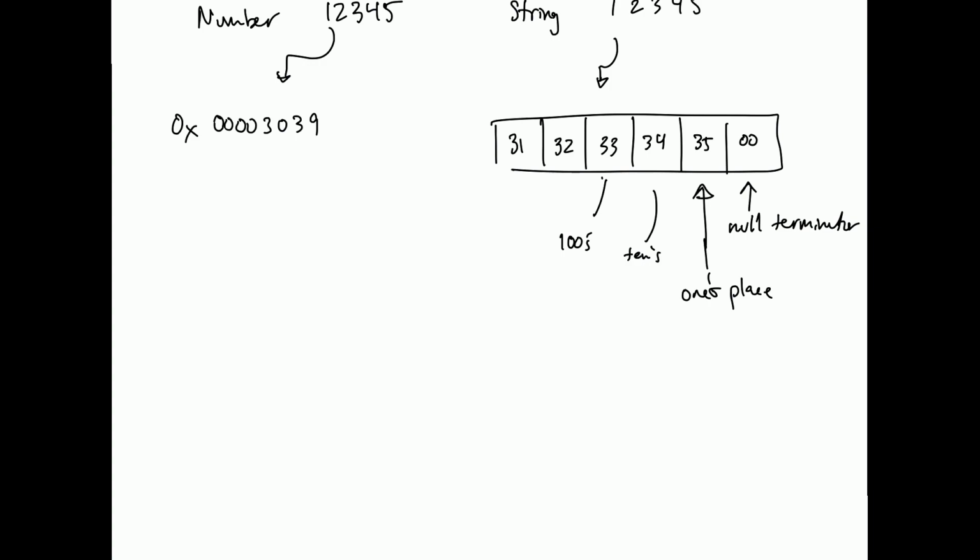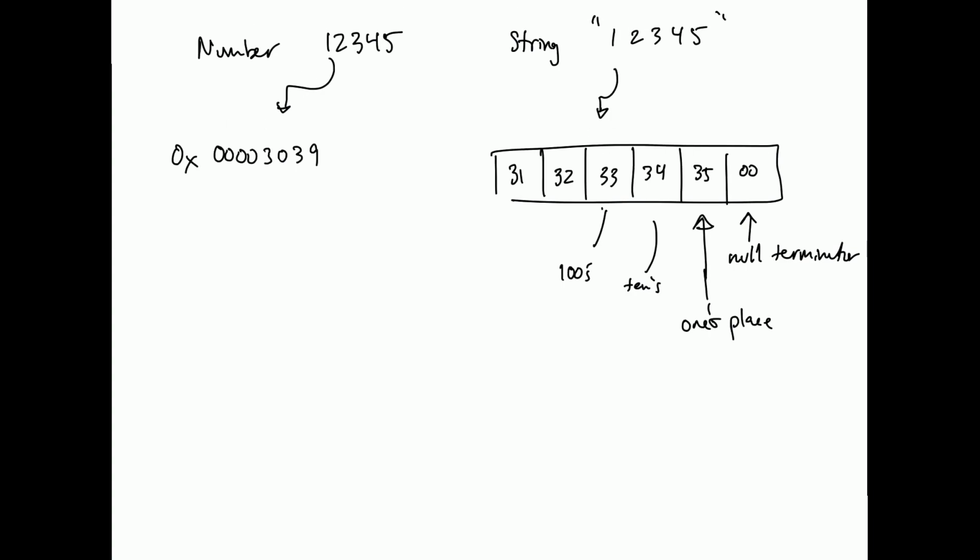Okay, so we could stare at the digits 12345, and you look at that and say, McKinney, I'm not a moron, I know that 5 is the ones place. But if you look at the number 3039 in hex, which is what's actually there in a binary sense, is it obvious that 5 is the ones place? No, it isn't. So how do I get the 5 out of this is the question.